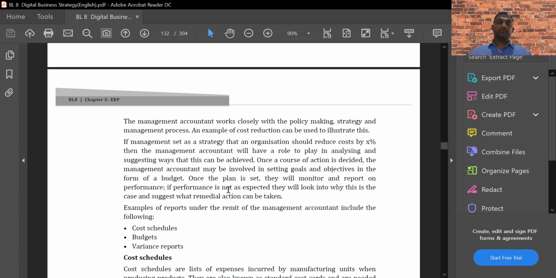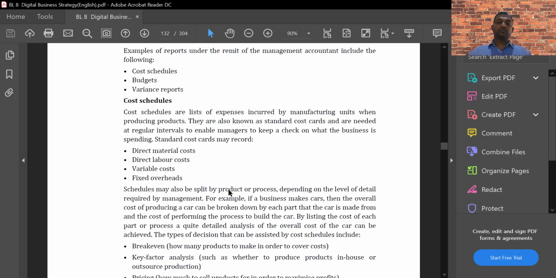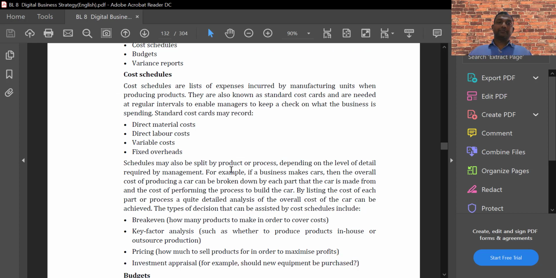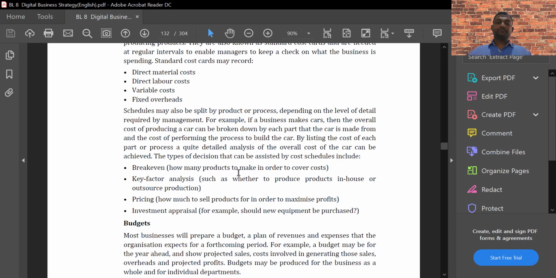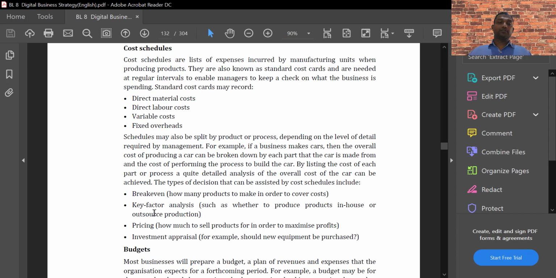So in, again, chapter 5, there's a section on cost schedules. There's an explanation of what types of cost schedules are available and what they do, and then there are 4 types of decisions given which cost schedules can help to take.